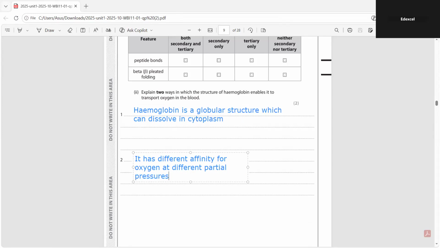You can even mention the 4 subunits. There are 4 subunits and 4 heme groups as in your answer. So this is the most correct answer. One is that it's a globular structure, so it can dissolve in cytoplasm. Then it has different affinity at different partial pressures. So let's see the next question.